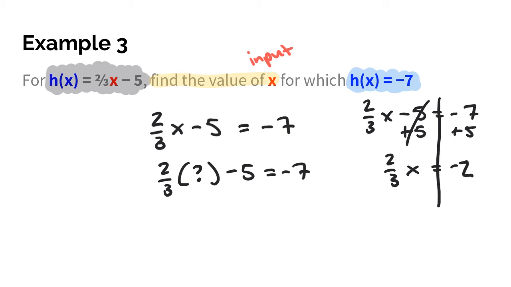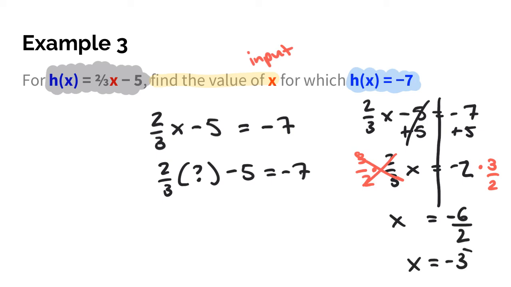Then I have a fraction, so to get rid of it, I'm going to multiply both sides by its reciprocal, 3/2. The reciprocal makes those cancel, leaving me with just x. -2 times 3/2 gives me -6/2, which simplifies to -3. So for this given output, my input would need to be -3.